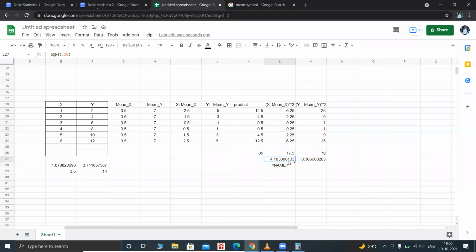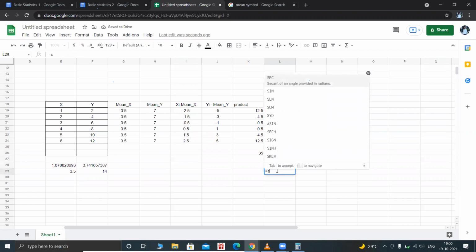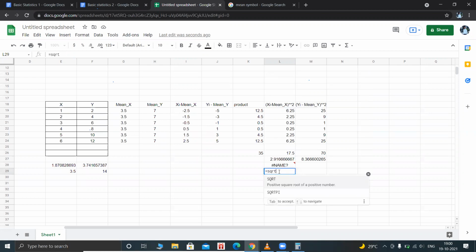Right. So let me do that here. L2 divided by 6. Yeah, it was 2.99. Then I can do SQRT, square root of this one. Now it was 1.70. So both are hardly the same, right? So 1.87 and 1.7.